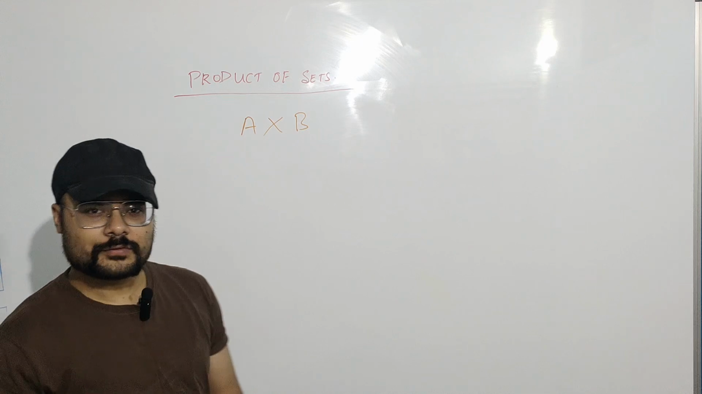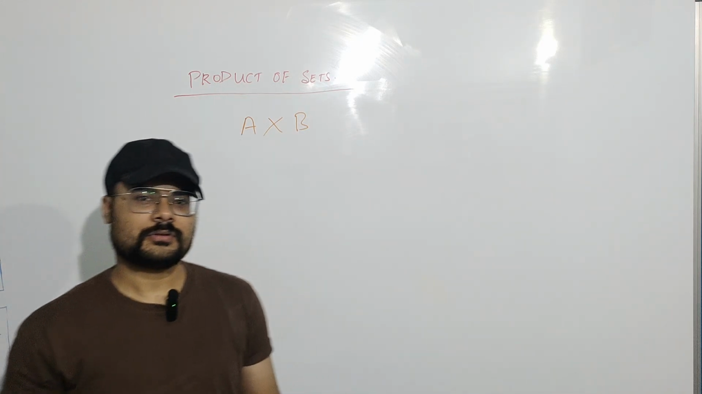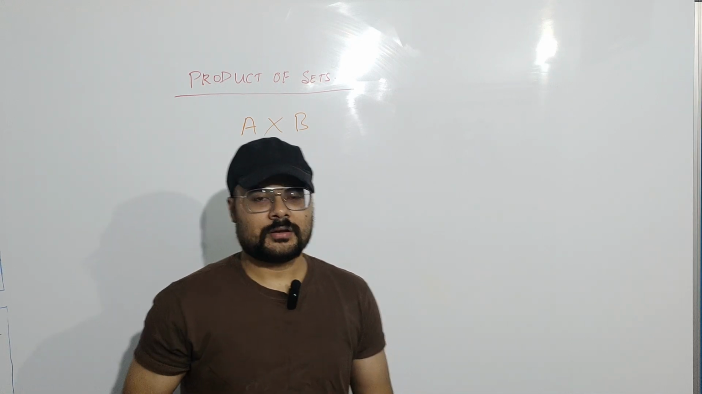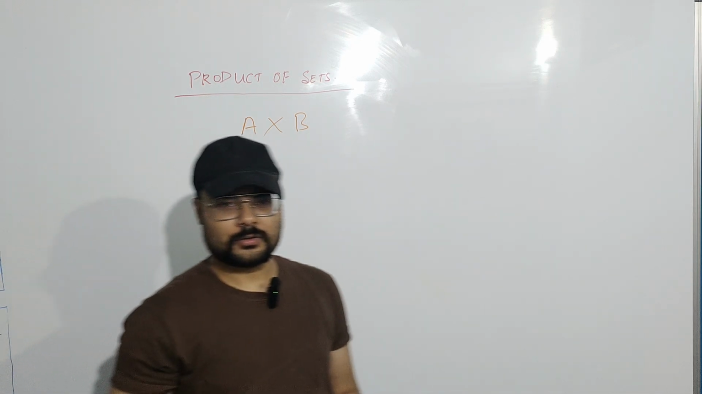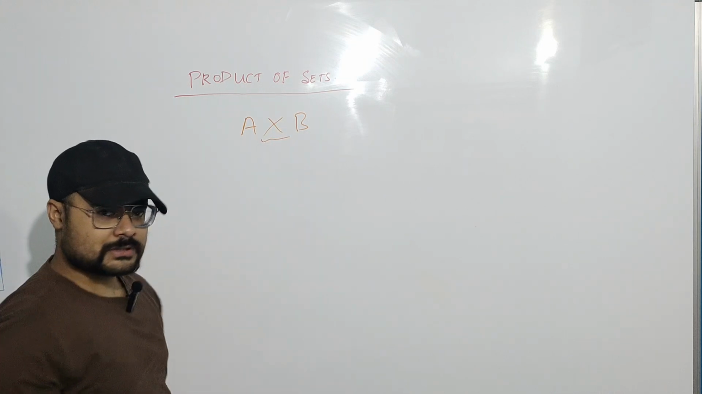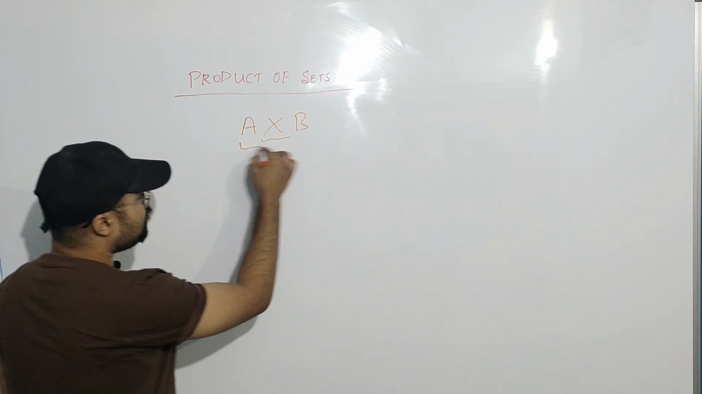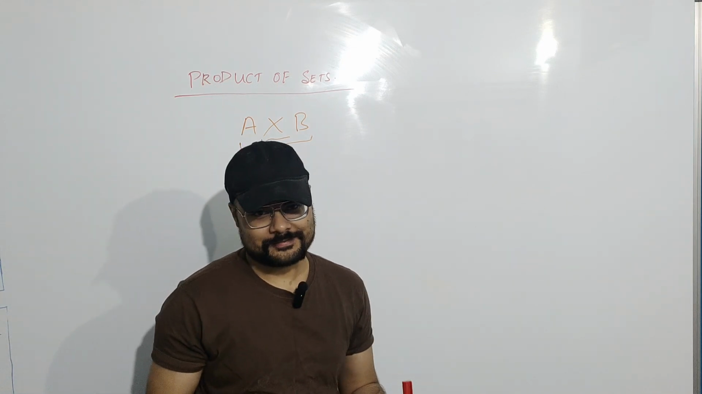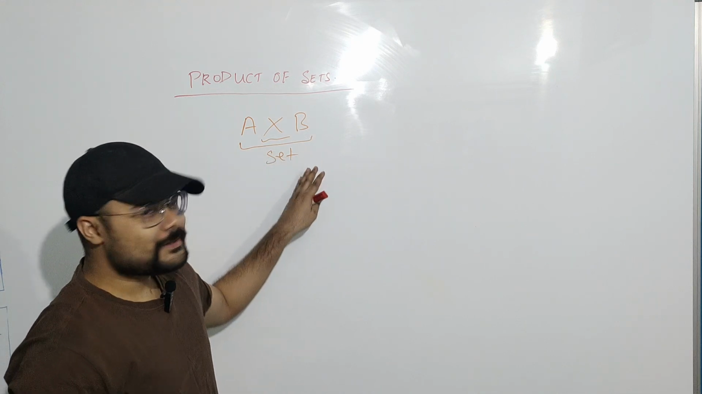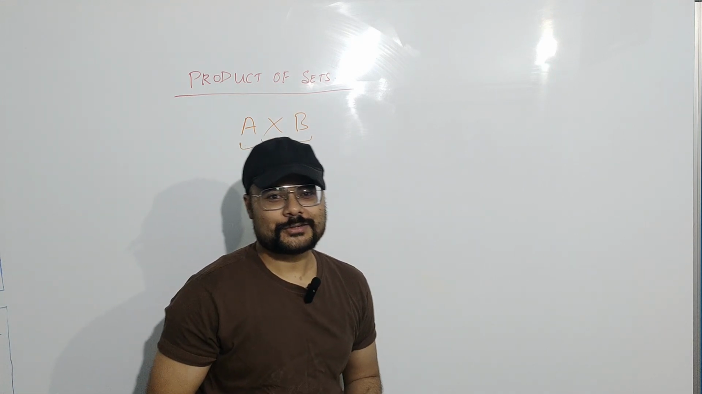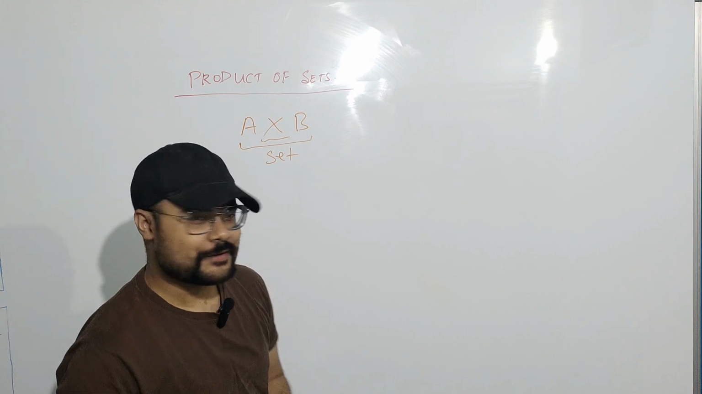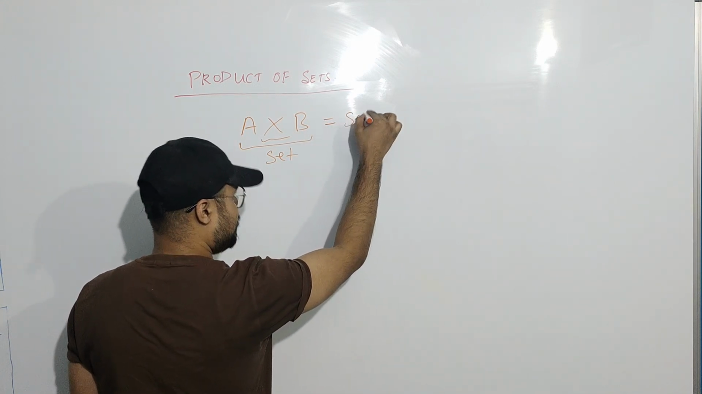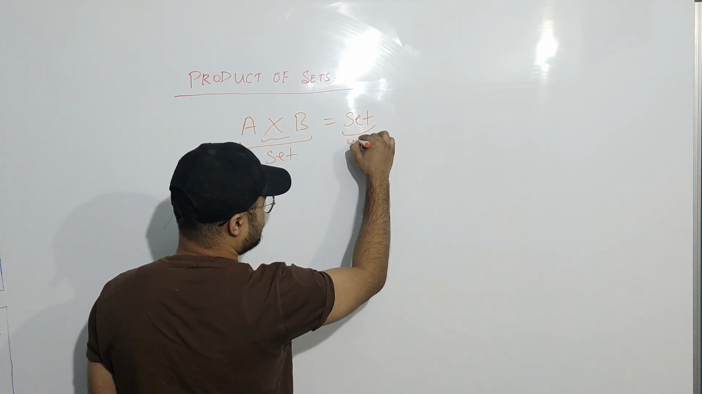So we have seen different set operations like union, intersection, set difference, set symmetric difference between two sets. And the result of it is also a set. This is also one of the set operations, and the result of this set operation is also a set. A set is an unordered collection, but the result is also an unordered collection, but an unordered collection of ordered pairs. So this is a very important point. A cross B will give you a set, no doubt, which is an unordered collection.